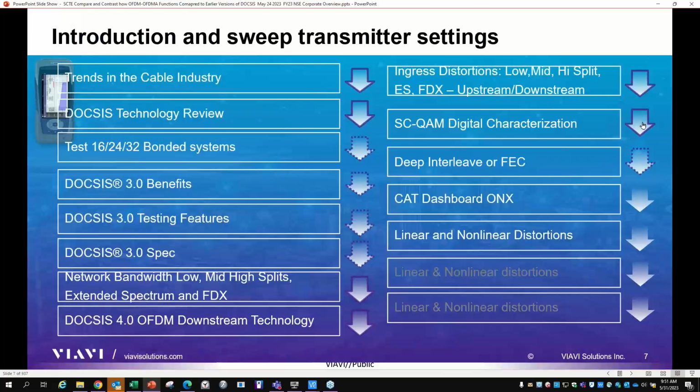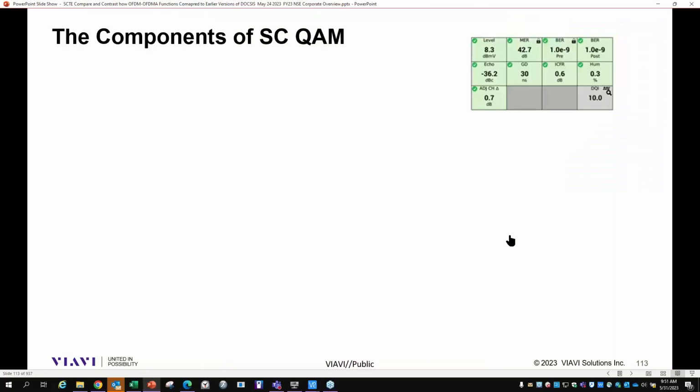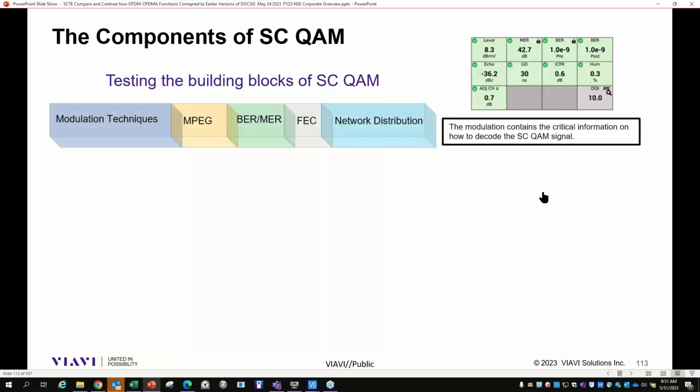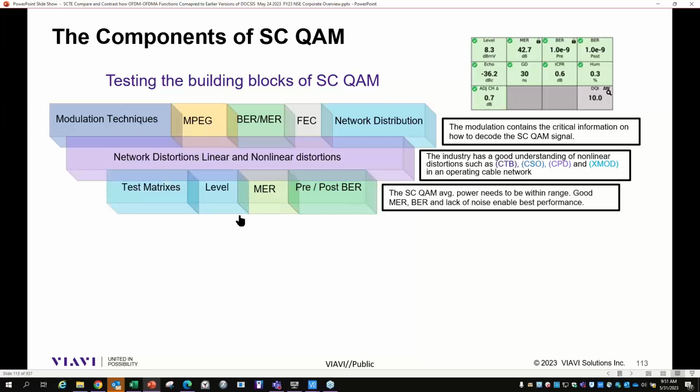Here we go. Okay, let's look at single QAM carriers and characterize a little bit about those. So when we look at level, MER, BER, these are some of the things that we look at today within the carrier itself: echo, group delay, ICFR, hum. So modulation techniques. The modulation contains the critical information on how to decode the single QAM carrier itself.